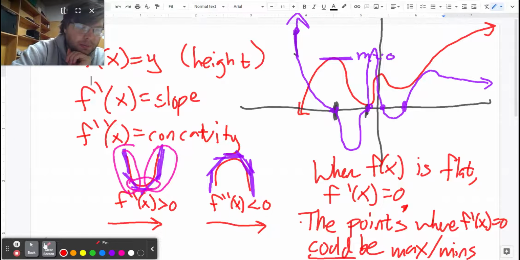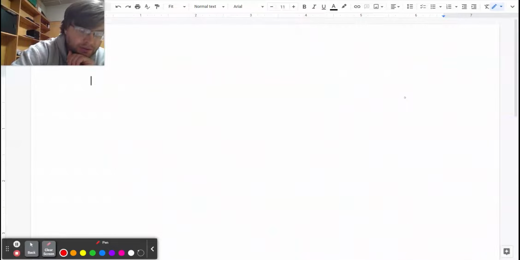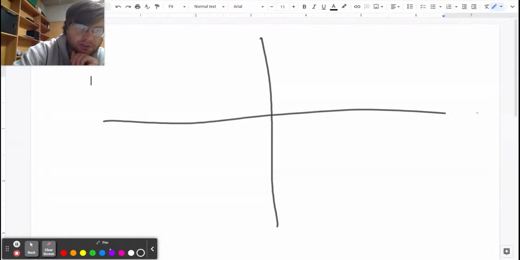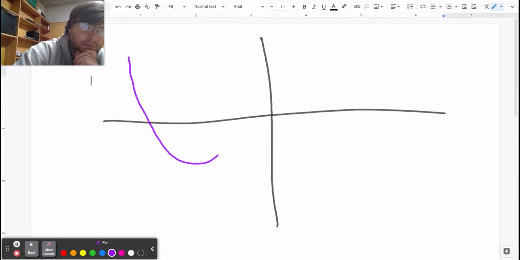So I'll show you another example here now. We're going in the other direction. I'm going to start with a purple graph. I'm going to start with a derivative. And some of these x-intercepts are not going to be maxima or minima. So here is my purple graph.